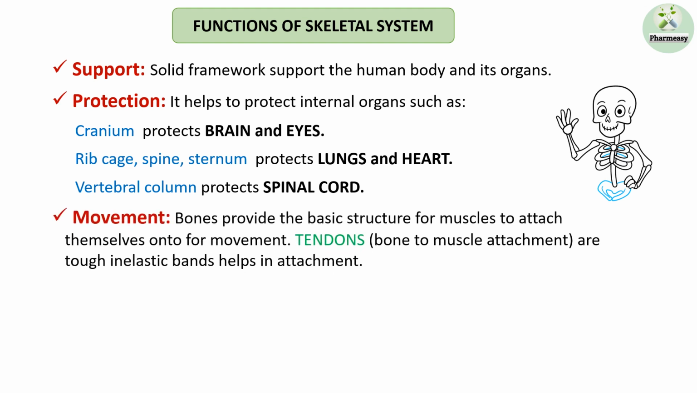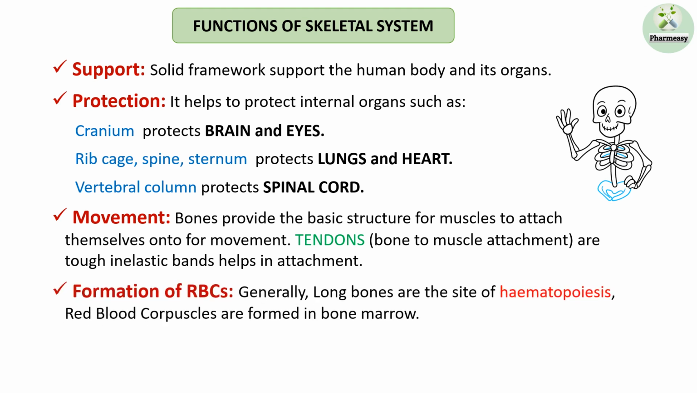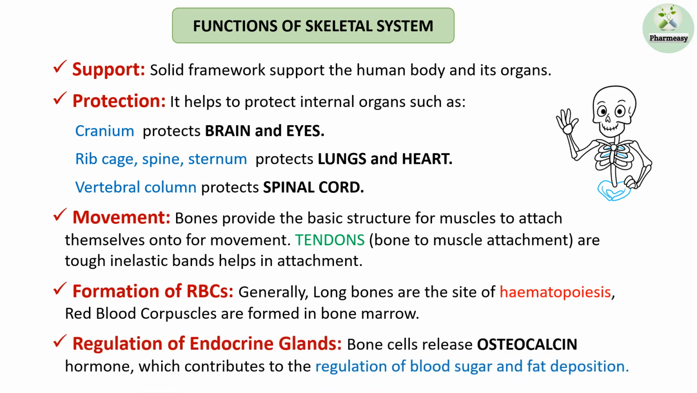As bones provide the basic structure for muscle attachment, they help in body movement. Tendon means attachment of bones to muscles. RBCs are formed in the bone marrow of long bones such as the femur, and this formation is known as hematopoiesis. Skeletal system also regulates the endocrine glands by releasing osteocalcin hormone that helps in the regulation of blood sugar and fat deposition. That was all about introduction to skeletal system and its functions.